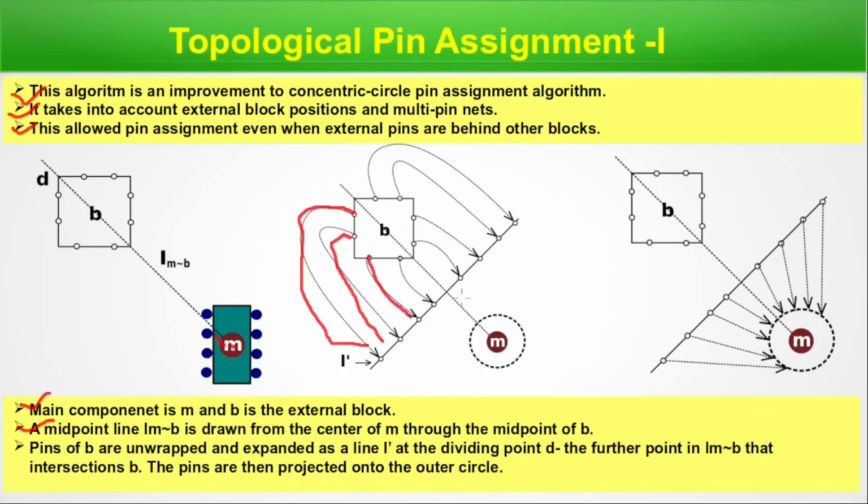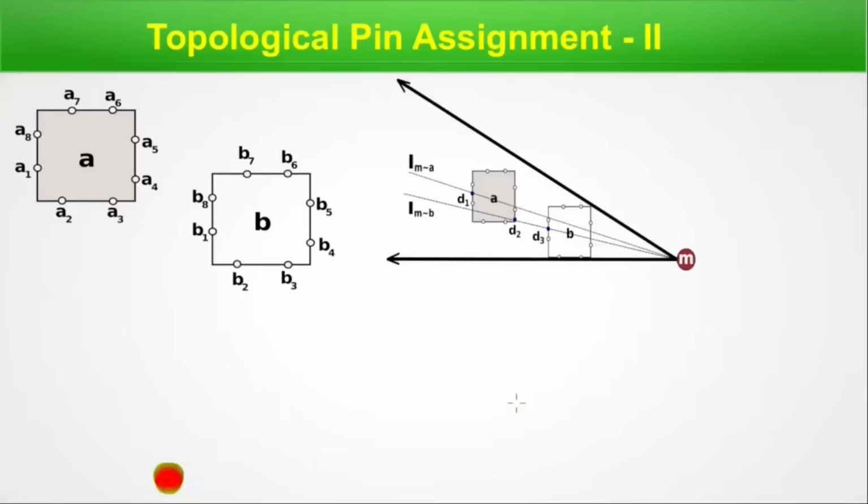From there we draw lines to the center of M. First we project these pin positions onto this line, and then we project them onto the circle up to here, like this only. We are done with this slide, and let's see what we do in the next slide.